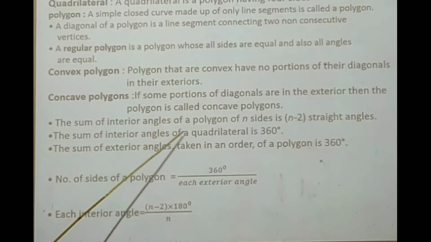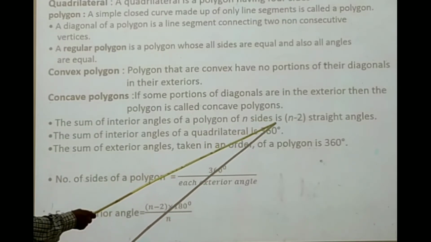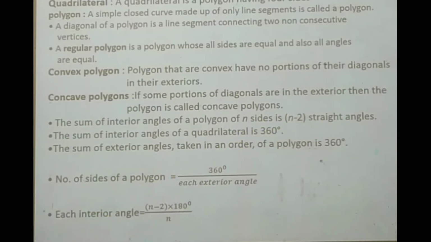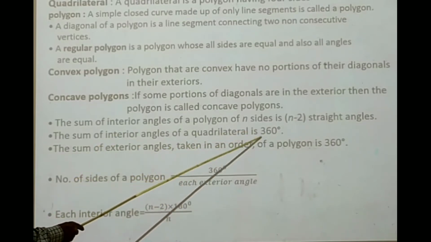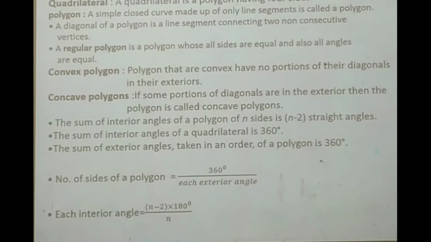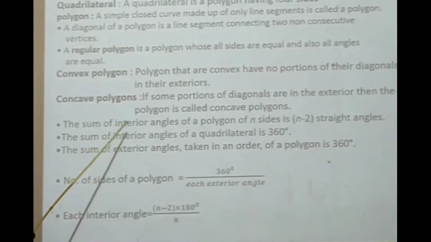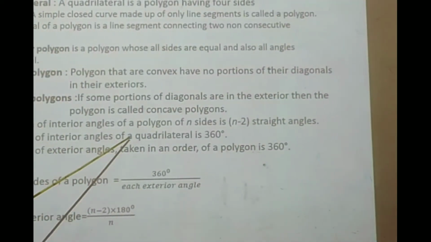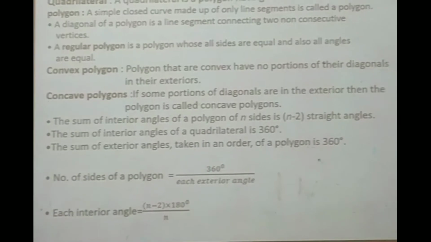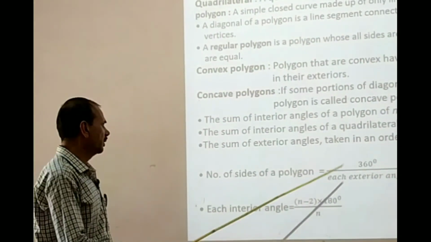The sum of interior angles of a polygon of n sides is n minus 2 straight angles. And the sum of interior angles of a quadrilateral is 360. This is also important for you. What is the sum of angles of a triangle? Of course, this is 180 degrees. Similarly, the sum of the interior angles of a quadrilateral is 360 degrees. Of course, we will see the proof also in the next slide.